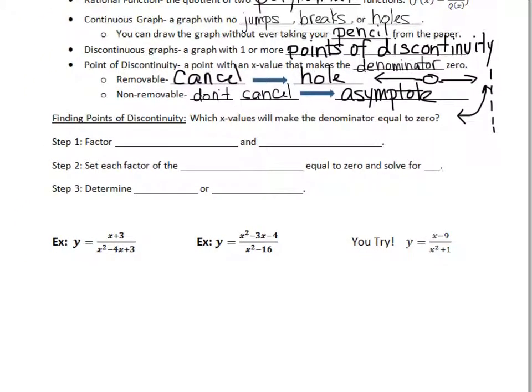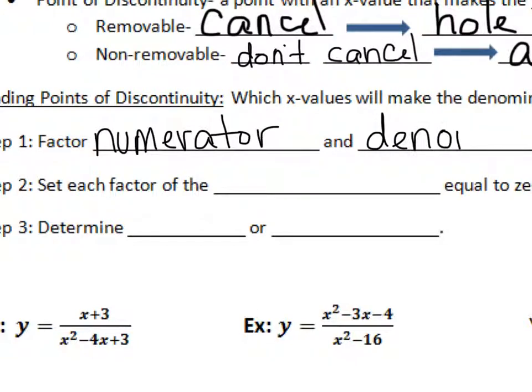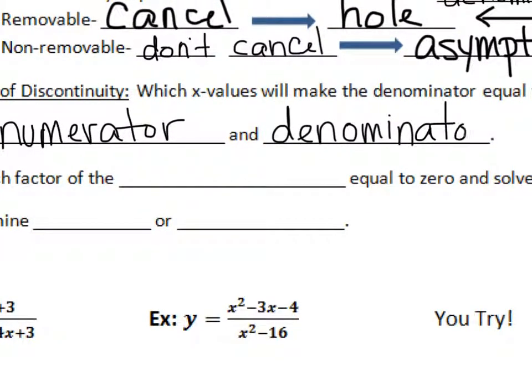So to find these points of discontinuity, we've got to determine which x values will make the denominator equal to 0. And once again, we're going to be factoring here. So since this is a fraction, we have to make sure we factor the numerator and the denominator. So we'll be using our Santa hat method.